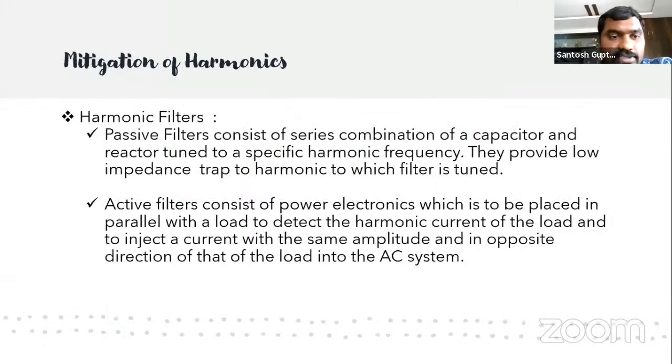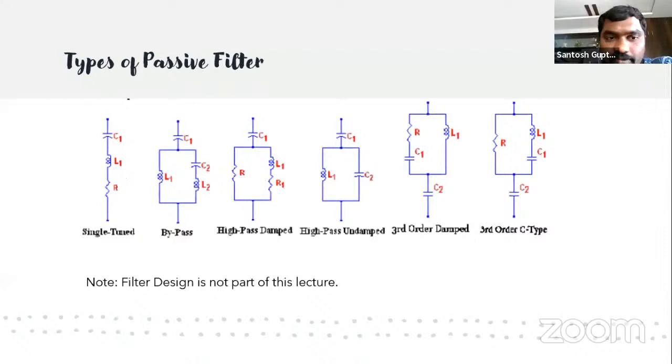So this is the concept of the active filter, and there are types of passive filters like single tuned, bypass, high pass, high pass undamped and damped, third harmonic damped, and third order C-type filters. How to design these filters, we can see in our future sessions. In this session, I'm just going to use some values to show you for a typical filter, but how to design these filters can be discussed separately. This is not part of this lecture.